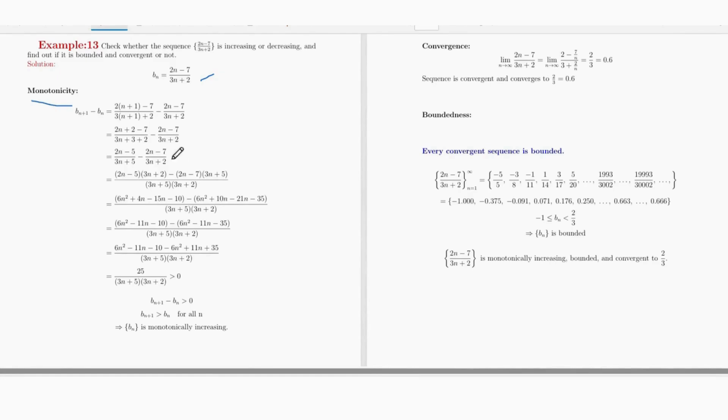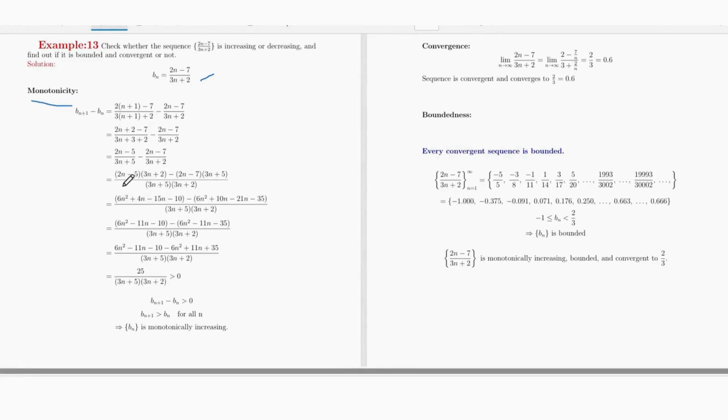Now simplify this. First multiply by 2. So we get (2n plus 2 minus 7) upon (3n plus 3 plus 2) minus this term as it is. Now again simplify this. So we get 2n plus 2 minus 7, so minus 5, and 3 plus 2 we get plus 5. This term is as it is. Now take the LCM, cross multiplication. So (2n minus 5) multiplied by (3n plus 2) minus (2n minus 7) multiplied by (3n plus 5), divided by (3n plus 5)(3n plus 2). Now again simplify this.